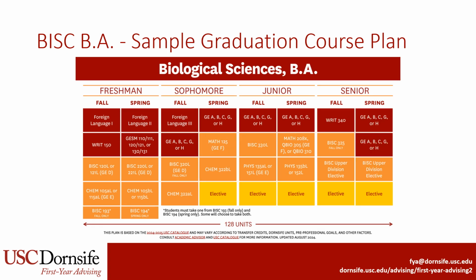Here is a sample plan for the Bachelor of Arts in Biological Sciences. You'll notice there are a few more of those yellow elective spaces compared to the Bachelor of Science.